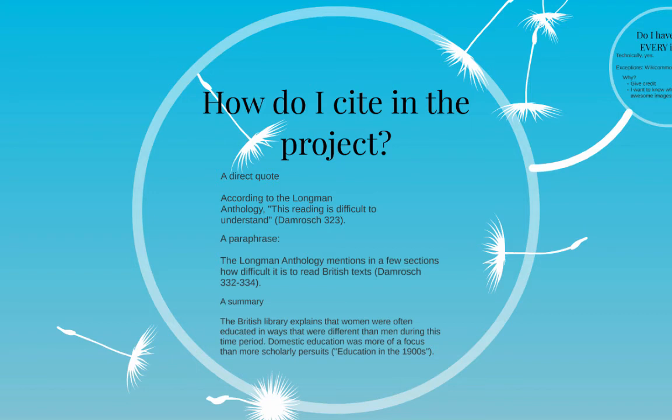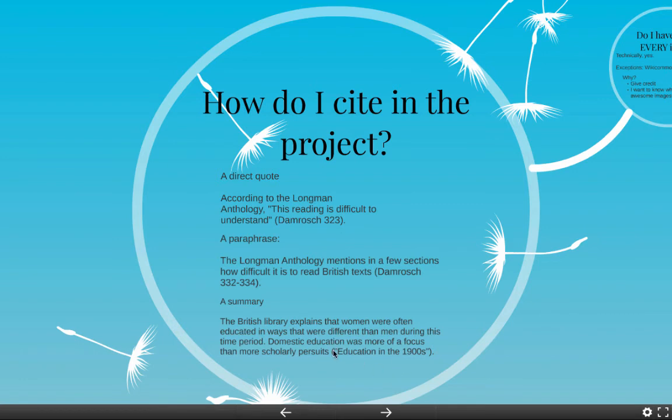The British Library explains that women were often educated in ways that were different from men during this time period. Domestic education was more of a focus than more scholarly pursuits. And you can see this didn't have an author because it was edited generally by the British Library, so I just put the title of the web page, and that will correspond with the first portion of my works cited page, and that title was Education in the 1900s.